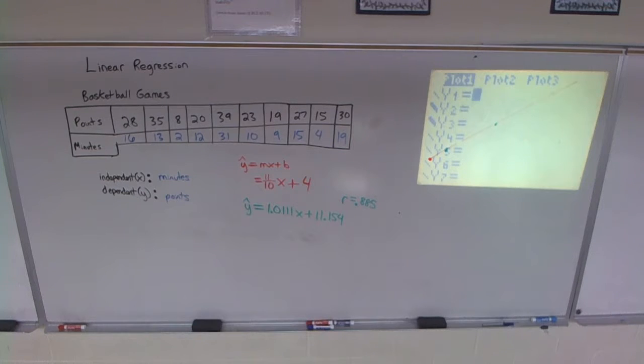Go to y equals. Let's graph the calculator's actual thing. 1.0111x plus 11.154. Notice, when I wrote down the calculator's model, I didn't write it down like the calculator spit it out at me. I actually took what the calculator had and put it together in mx plus b. You need to make sure you do that. If you give me calculator throw up, I'm going to be like, that's calculator throw up. So careful with that.